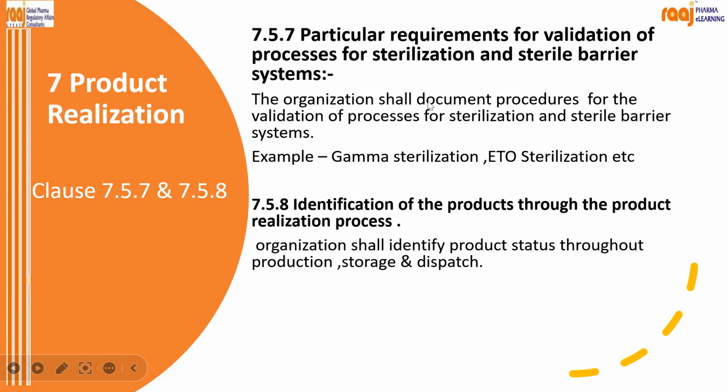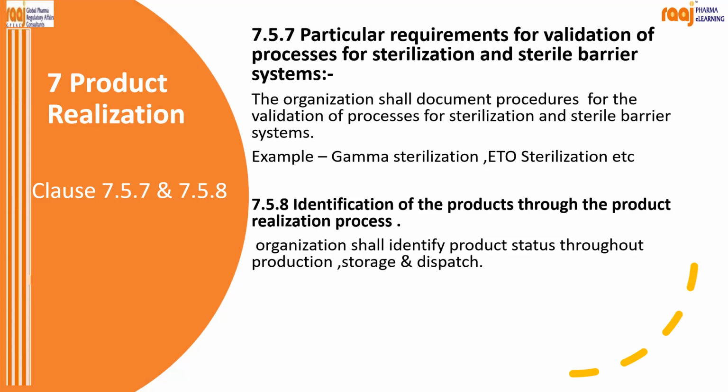In your case, suppose you are outsourcing this process, so you see to it that you take the validation certificate from the gamma sterilizer, the vendor. See to it that they also meet this ISO 13485 requirement and they have validated their entire process. Because you are going to sterilize your product by using their facility. Correct. So that is how it is mentioned in this standard.